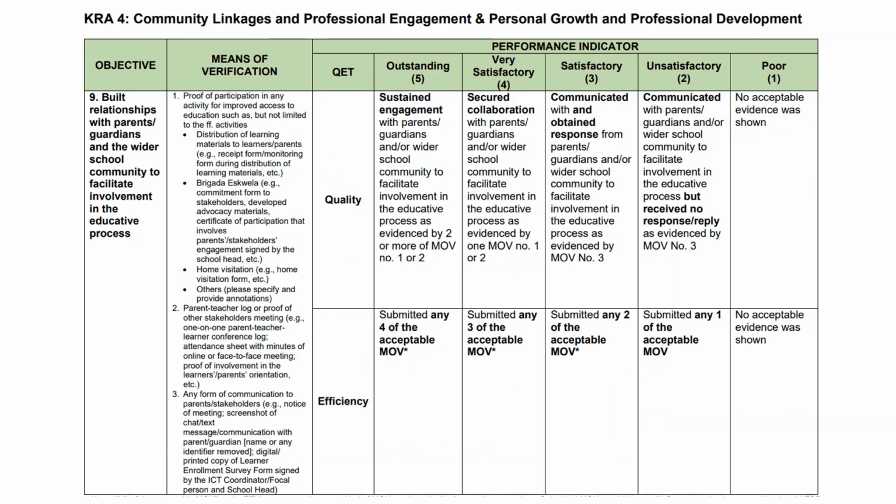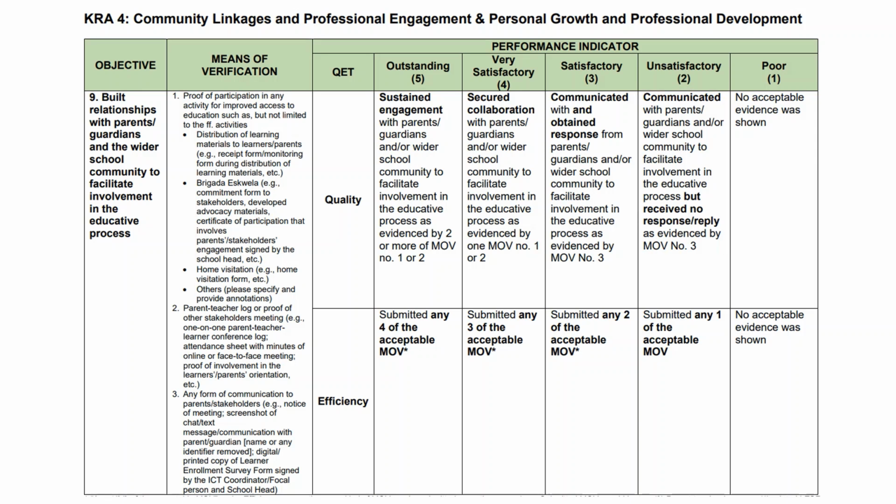You get 5 if you sustained engagement with parents or guardians and or wider school community to facilitate involvement in the educative process as evidenced by 2 or more of MOV number 1 or 2. 4 if there is secured collaboration with parents or guardians and or wider school community to facilitate involvement in the educative process as evidenced by 1 MOV number 1 or 2. 3 if you communicated with and obtained response from parents or guardians and or wider school community to facilitate involvement in the educative process as evidenced by MOV number 3. 2 if you communicated with parents or guardians and or wider school community to facilitate involvement in the educative process but received no response or reply as evidenced by MOV number 3.